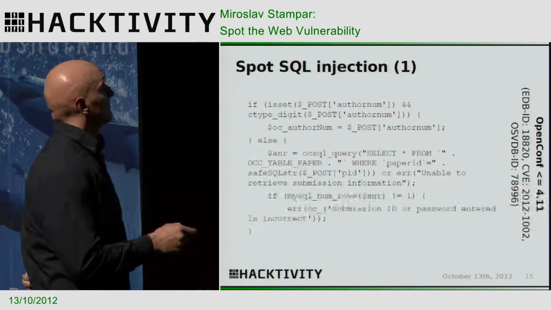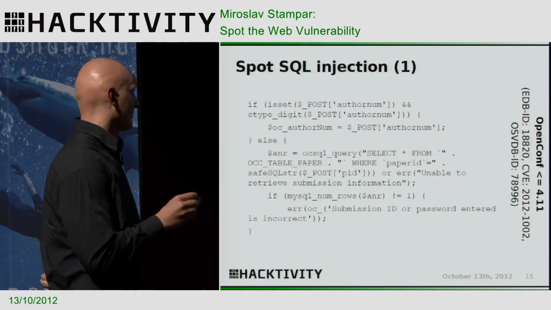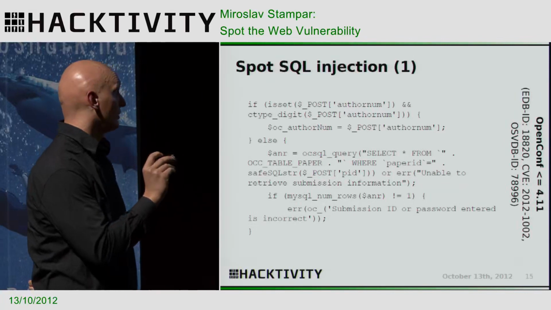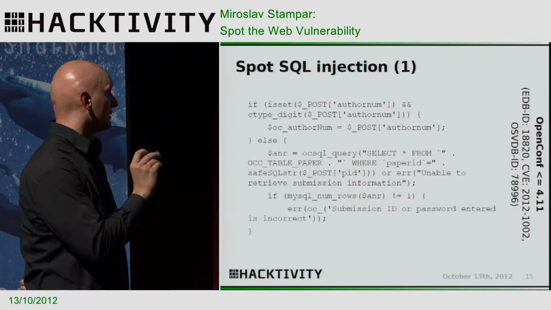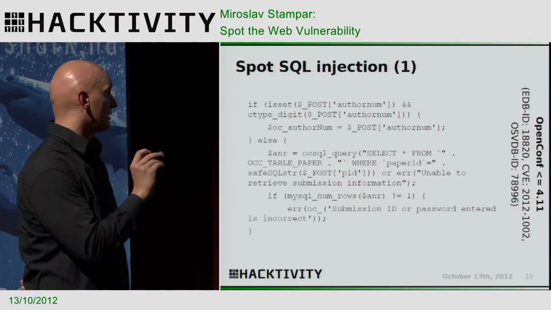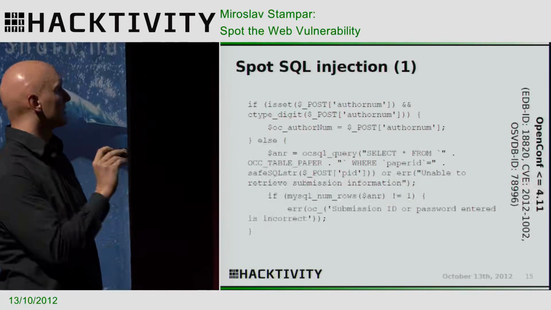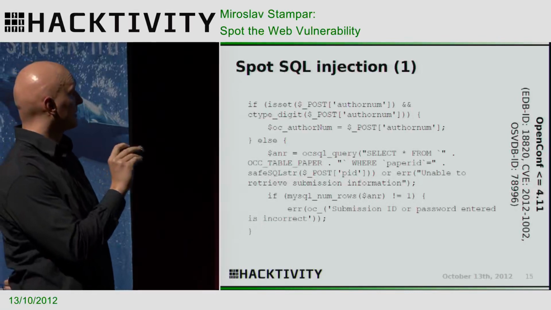In this first example, it's the OpenConf web application. When you are spotting SQL injection, you should always try to find the meat, the core of the application. Try to find some select, update, insert, delete statements inside the code. In this example, this is the meat.